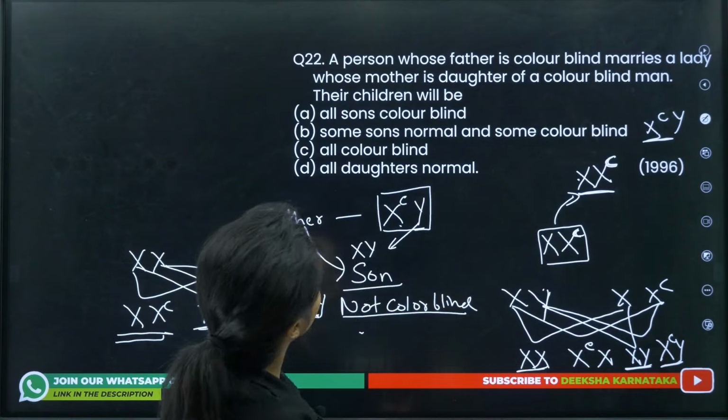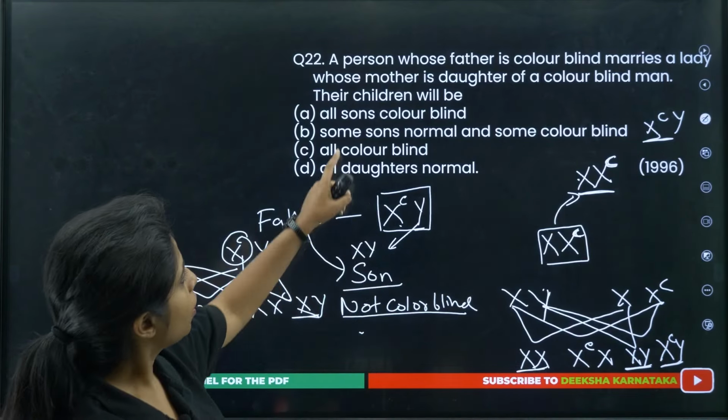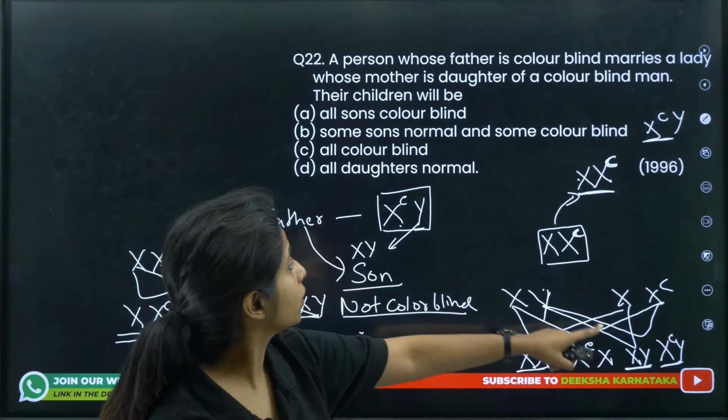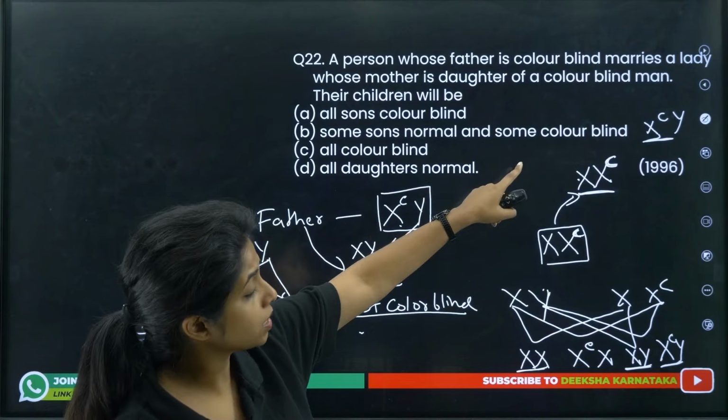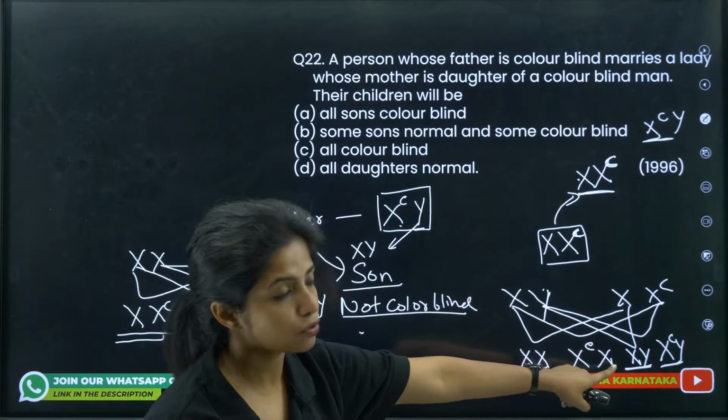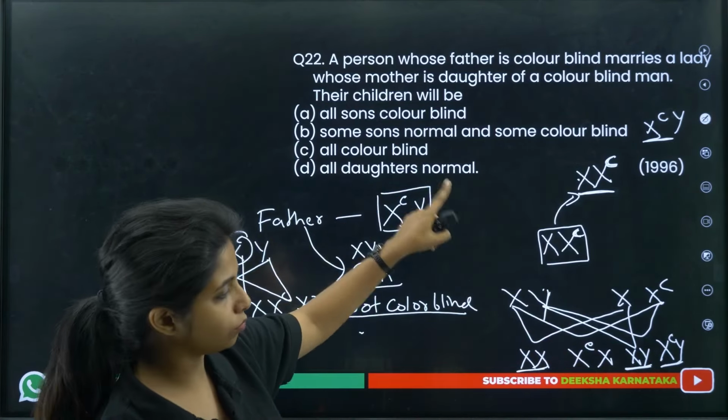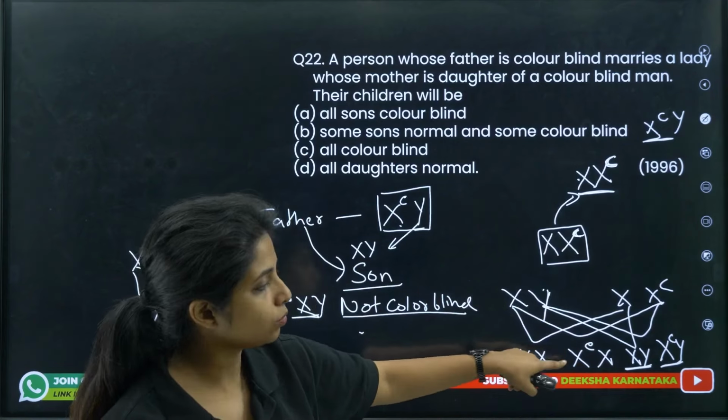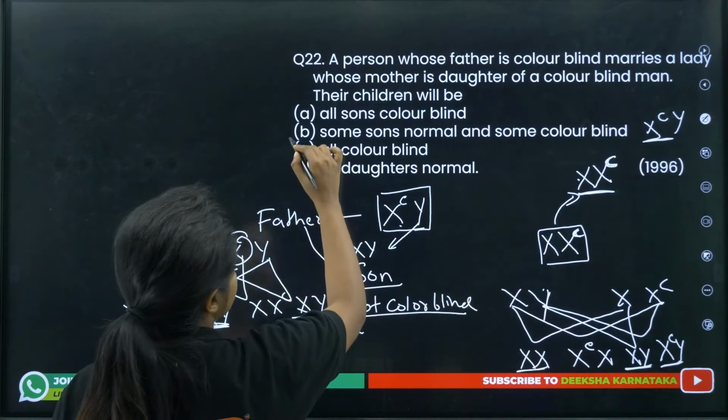I see that one son is having this, one son is not having this. Now you're asked about the children who are color blind. All sons are color blind, no. All sons are not color blind, no. Some sons are normal and some sons are color blind, yes. All are color blind, no. All daughters are normal, no, all daughters are also not normal. So basically this is the answer.